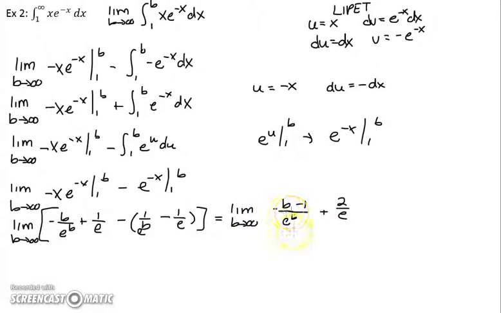E to the b is an exponential. It's going to grow faster than negative b minus 1. So this term goes to 0. We have 0 plus 2 over e, which is 2 over e. Like I said, I doubt AP is going to give you an improper integral where you have to use integration by parts, but that's what it would look like.